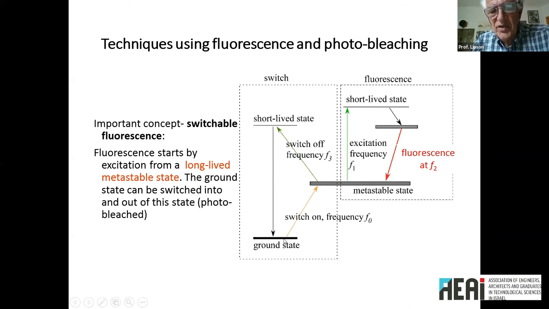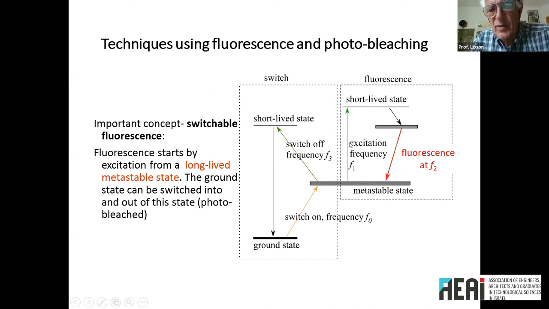And the first thing we can do is excite the molecule with frequency F0 from the ground state to the metastable state. Now, the metastable state is very long-lived, exists for a very long time, but we can switch molecules out of it by a third frequency, F3, which takes us up to the short-lived state, which immediately dumps the electrons back into the ground state. So we can switch on and off molecules in the metastable state.